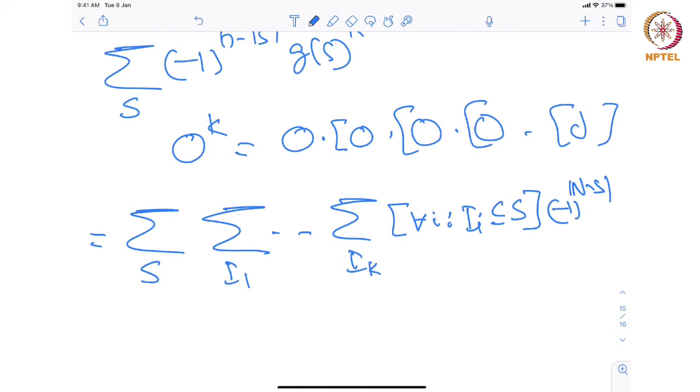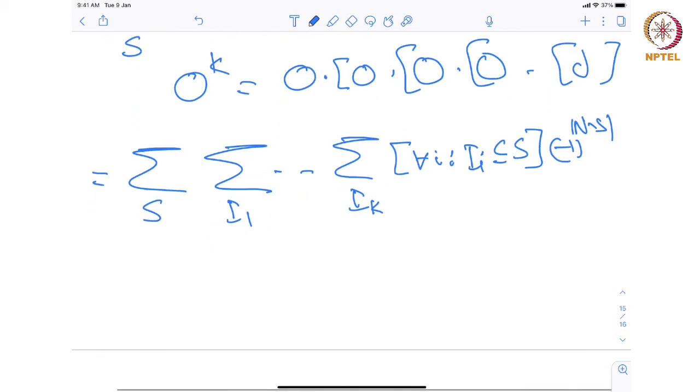So what does this mean? Look at all the independent sets of my graph, those which belong to S. So you are summing over those, right? So what is this left hand side? It is nothing but (-1) to the power n minus S into G of S. Okay, fine. And what is this summation? Again you are going over the same thing. So it is (-1) to the power n minus S, G of S squared. If you do this k times, you will get the summation over S, this. Okay.